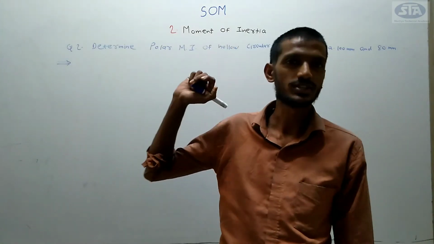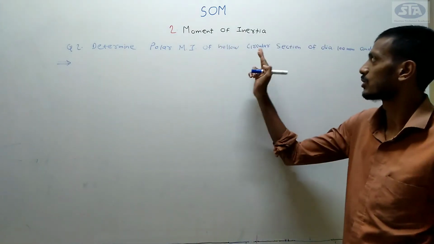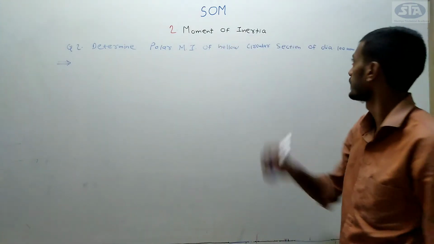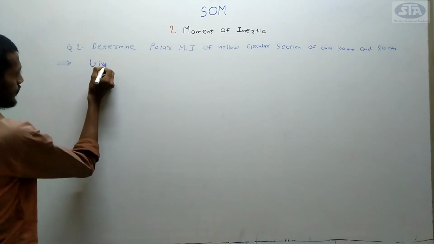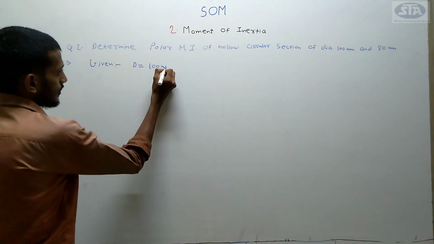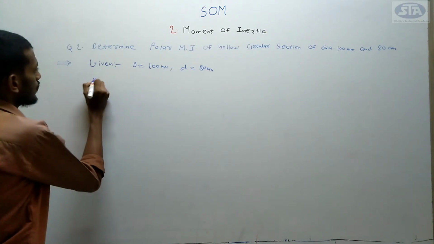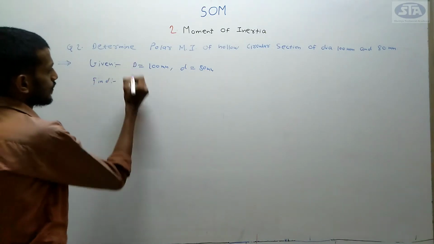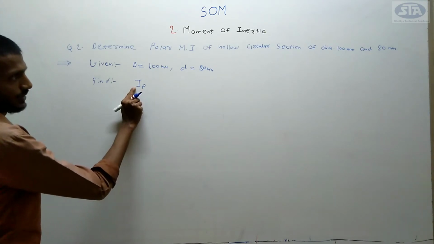Now students, question number 2. Determine the polar moment of inertia of a hollow circular section of diameter 100 mm and 80 mm. The given data: capital D is equal to 100 mm, small d is equal to 80 mm. First of all, find the polar moment of inertia, that is Ip.